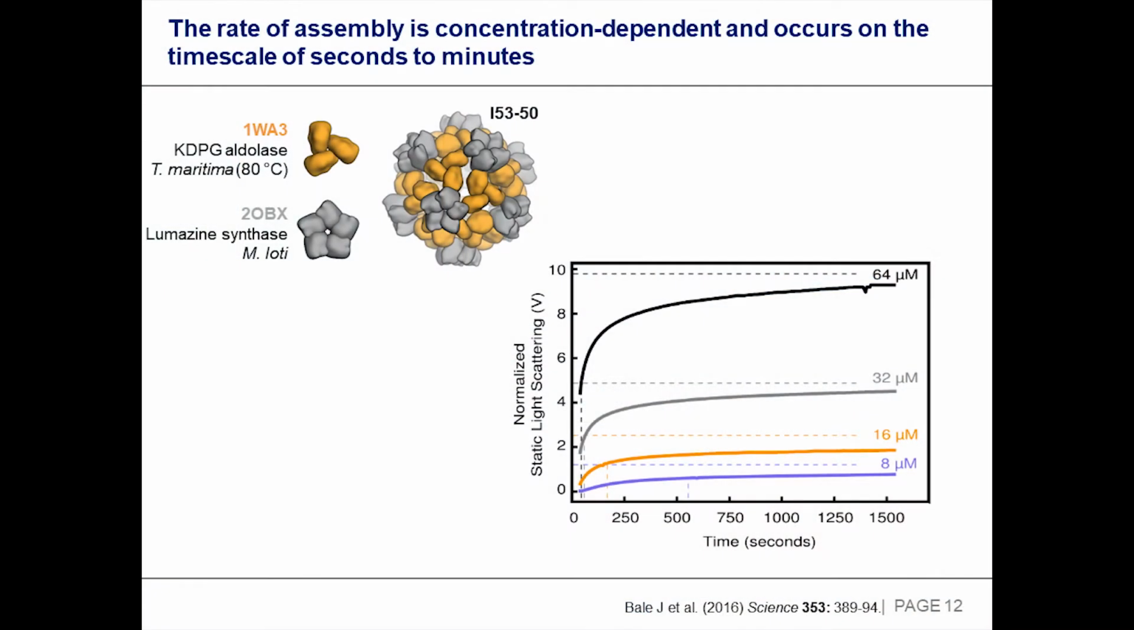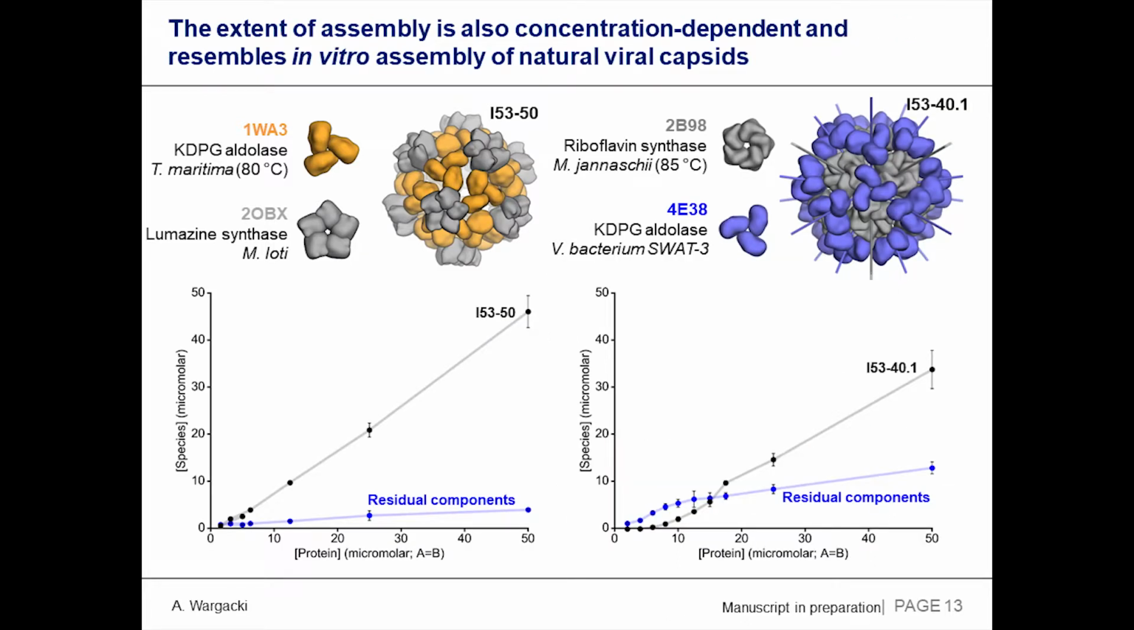The kinetics of assembly are, I would say, fairly rapid. So, at double-digit micromolar concentrations, assembly is half complete within a few seconds. And it's highly protein concentration dependent, as you would expect for this many-body structure. The extent of assembly is also concentration dependent, again, as you would expect. And you get curves that kind of mirror those from natural virus capsids, where you have an appreciable amount of residual components left at very low concentration, but at some point you get this crossover where the particle starts to dominate.